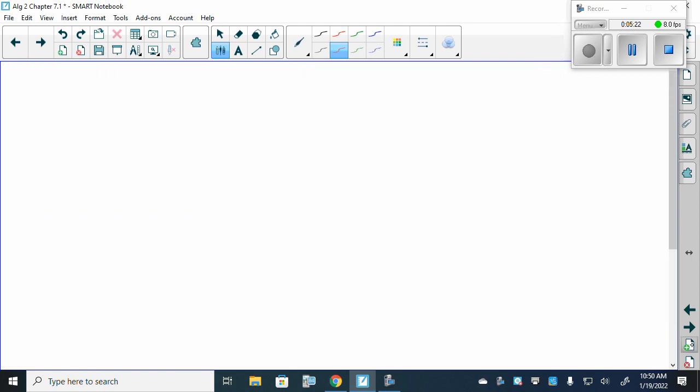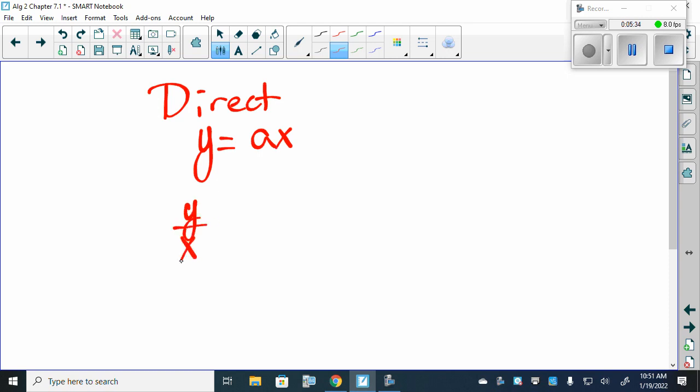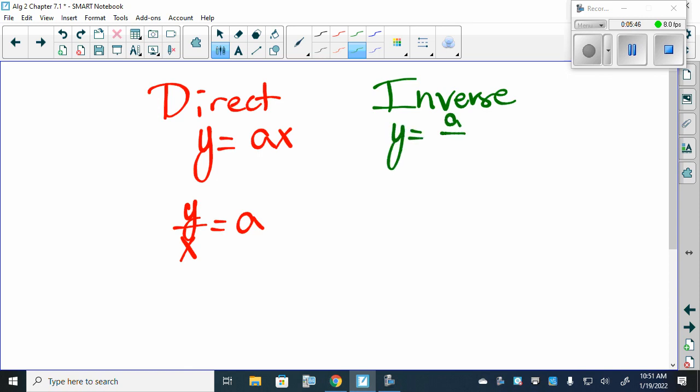So realistically, direct variation, y is equal to a times x, or we can say that y divided by x is equal to a. In our inverse variation, we could say that y is equal to a divided by x, or that x times y is equal to a.